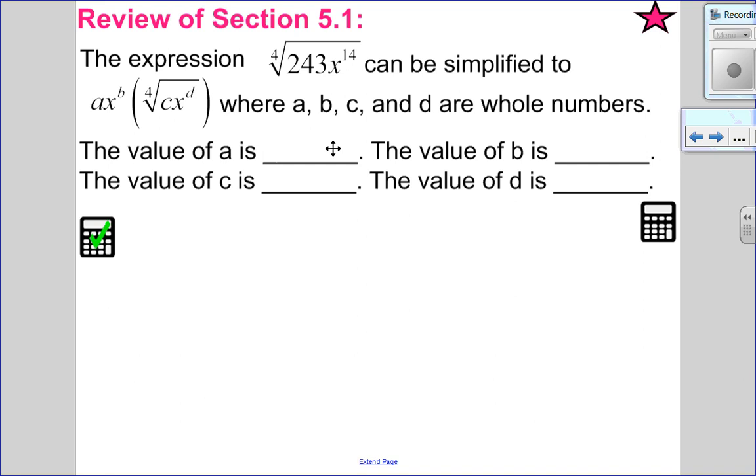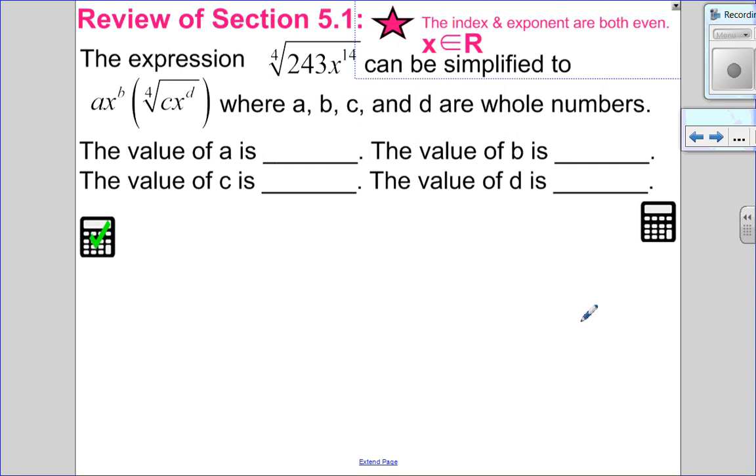In this one, we want to simplify a radical. The first thing I notice is I have a variable under the root, so I need to look at potential restrictions. I remember from 5.1, when the index and the exponent are both even, there's no chance of taking the square root of a negative number. If I put a negative value in for x and multiply it by itself 14 times, that negative value will turn to positive. So anytime you have an index and an exponent that are both even, you have no restrictions, but you still need to state the domain is x can be all real numbers.